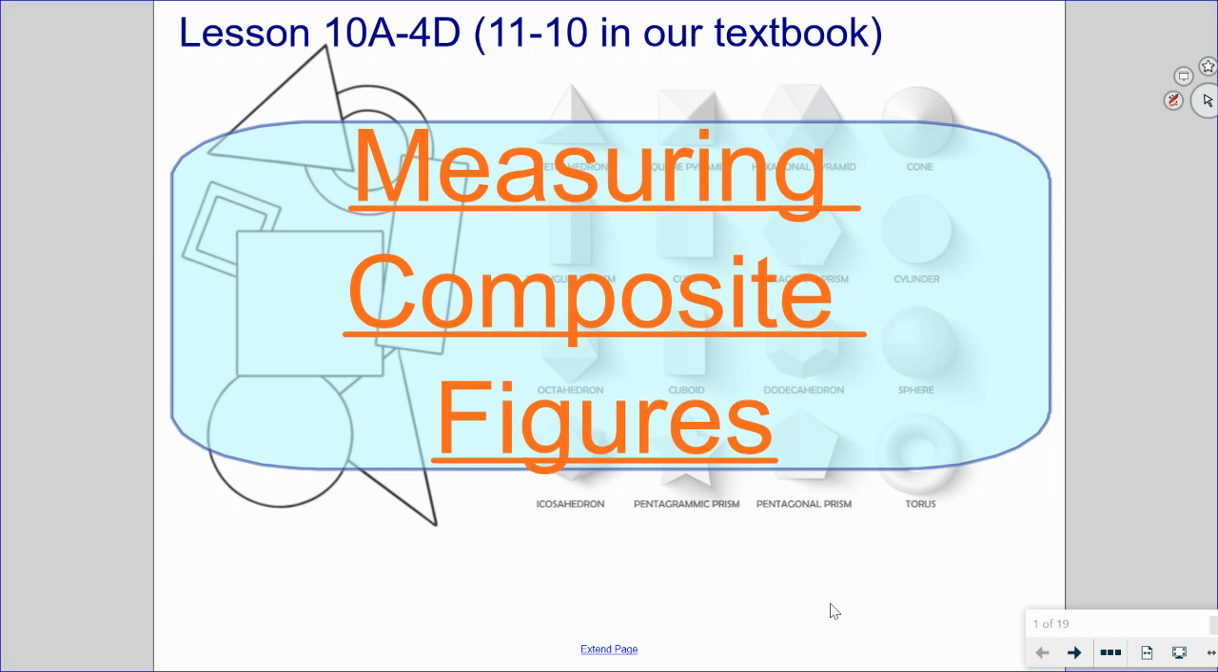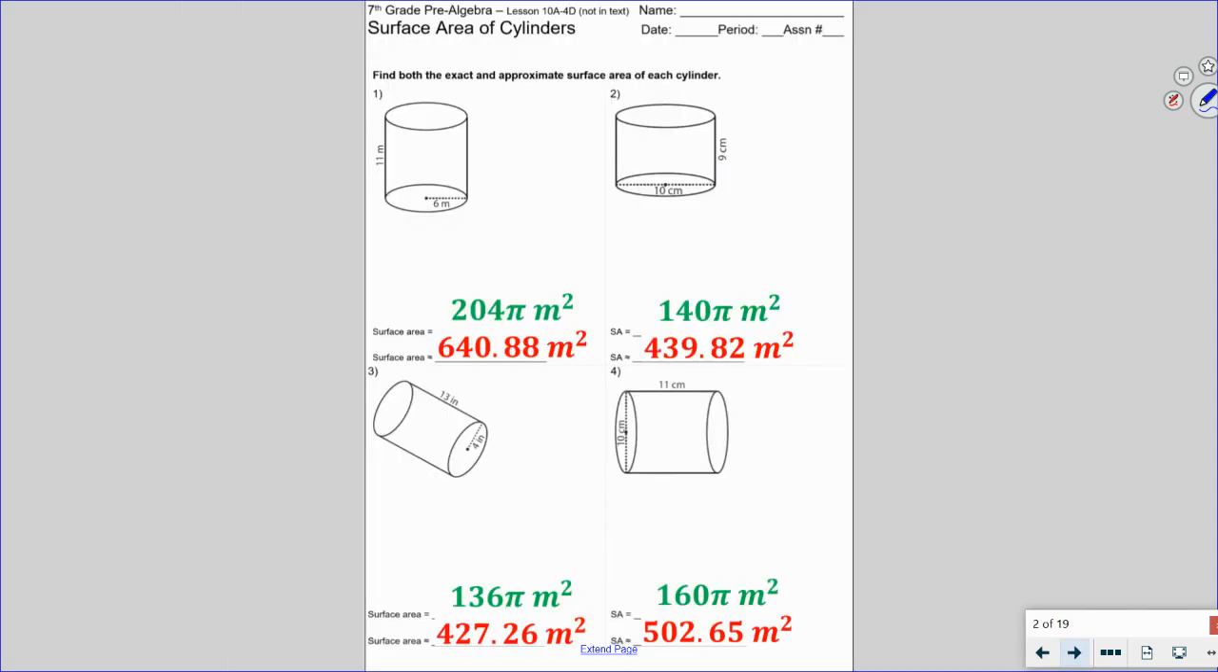Lesson 10A, 4D, which is actually chapter 11, lesson 10 in the textbook. Measuring composite figures. What does that mean? More on that coming up.